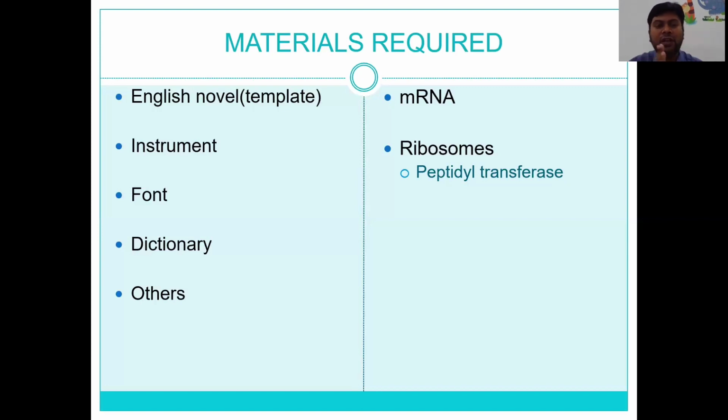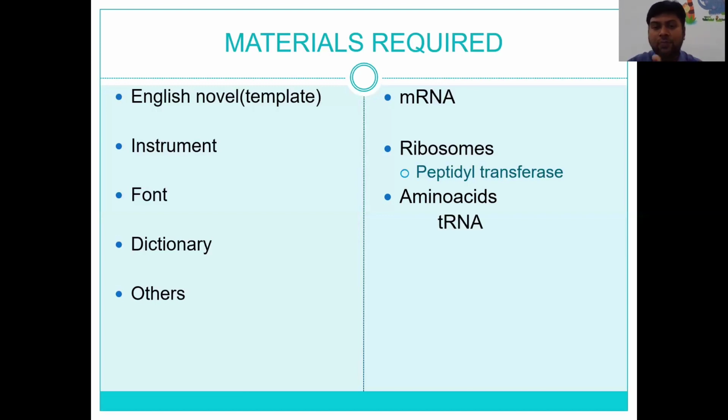Next, coming to the third requirement, the font of the language to which we are going to translate. Here we are going to translate into protein, which is made up of amino acids. So that is the font of the language to which we are going to translate. These amino acids will be brought into the ribosomes, or to the factory for the synthetic process, by a truck or a transporter called transfer RNA.